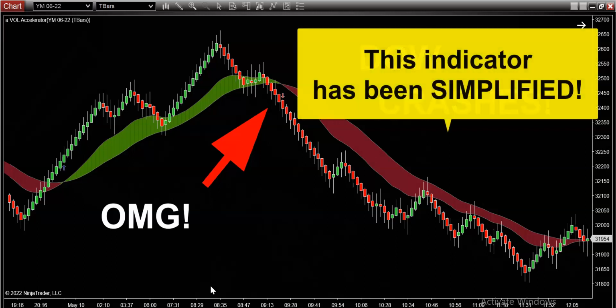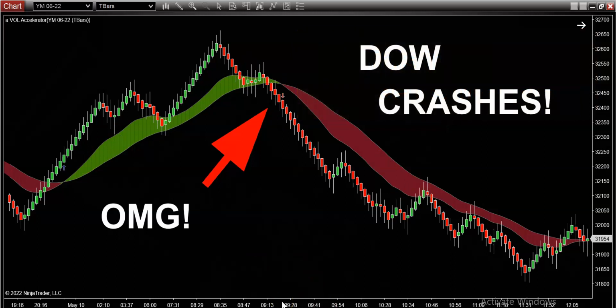Now look, I've dumbed it down for you, right? It's simply green and red. I cannot simplify this for you guys any more than I already have. All right, so let's get right into it. Let me show you what some signals look like from today.